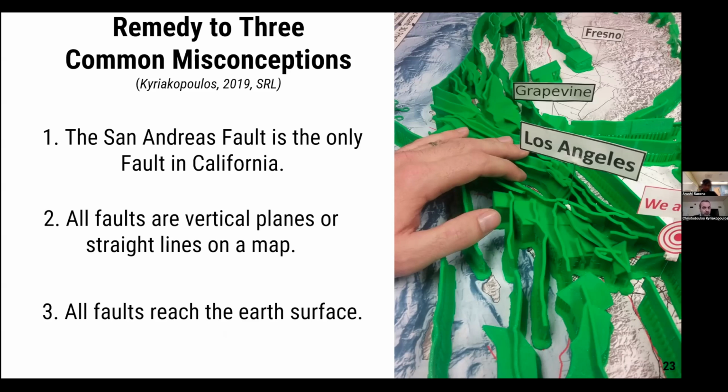The biggest misconception of all, however, was number 2, that most people, pretty much everybody that is not an expert, thought that faults are either a line on a map or a vertical plane. And they were surprised to know that actually, like here in the LA Basin, there are dipping faults that intersect other faults. And there was another misconception about many people realizing that not all faults reach the Earth's surface, and that is blind thrust.